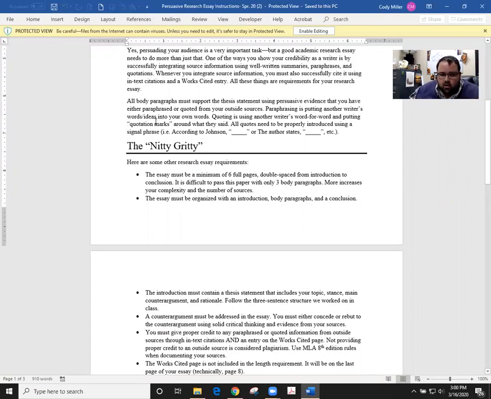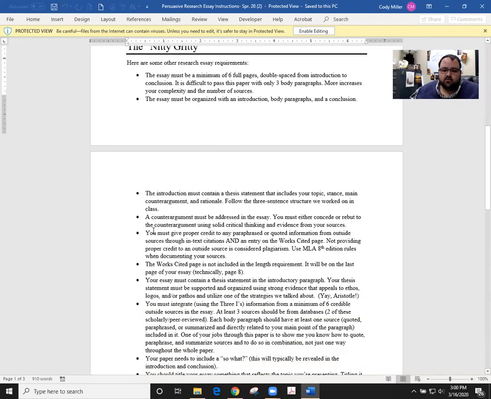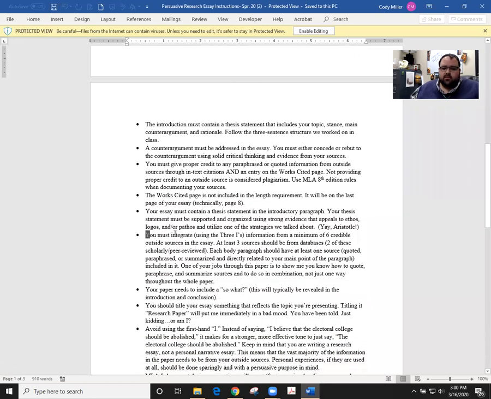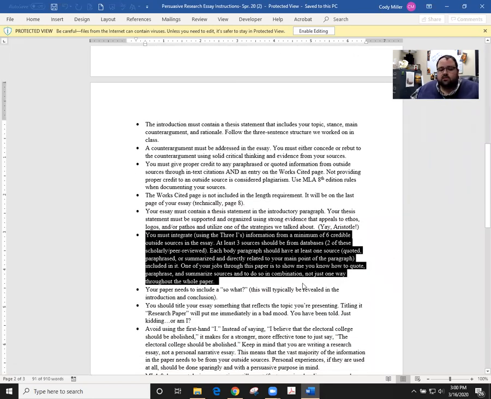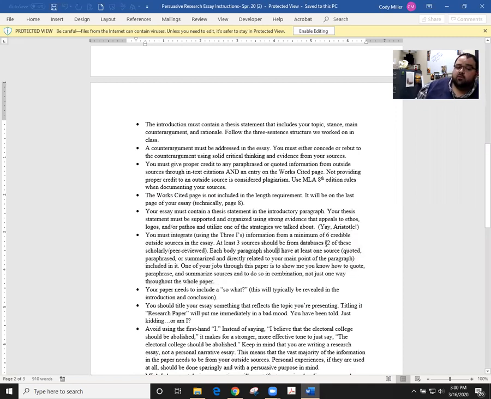So we'll learn all of those basics, including the 3 I's, which we'll talk about. You'll notice down here as one of these bullet points, you must integrate all the information using the 3 I's. And these are the minimum requirements, which are 6 credible outside sources. 3 of those sources need to come from the databases, and 2 of them have to be scholarly or peer-reviewed. When we're thinking about body paragraphs, we want to remember that because this is a persuasive research essay, each body paragraph needs to be using some type of source as evidence, and we don't rely just on personal experience.